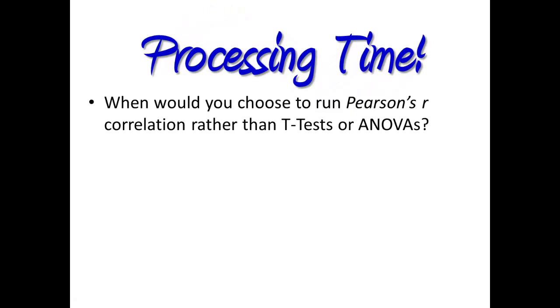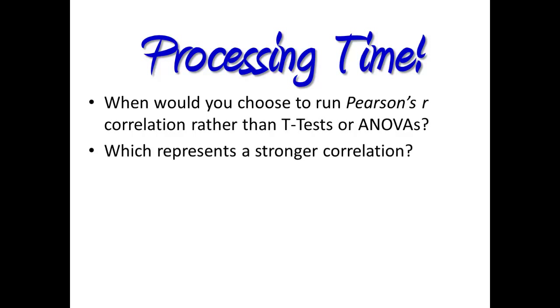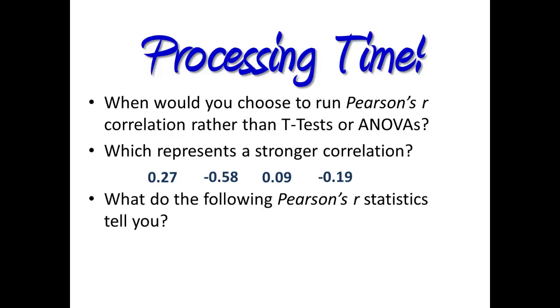Processing time. When would you choose to run Pearson's R correlation rather than t-tests or ANOVAs? Which of these represent a stronger correlation? It'll be easier to answer that if you can also answer this question: what do the following Pearson's R statistics tell you? Remember that a 0.00 is no correlation. The closer you get to 1.0, the stronger the positive correlation, and the closer you get to a negative 1.0 would indicate a stronger negative correlation.